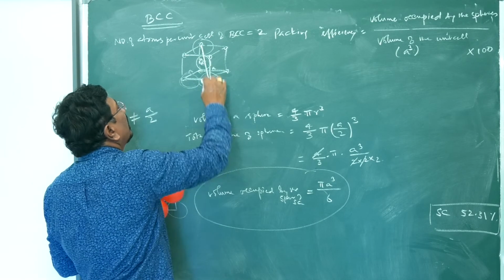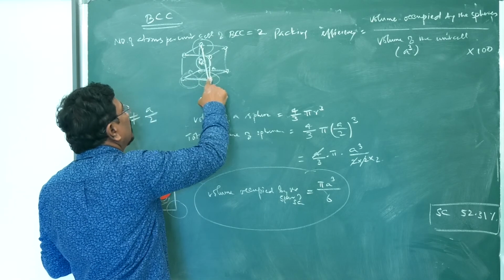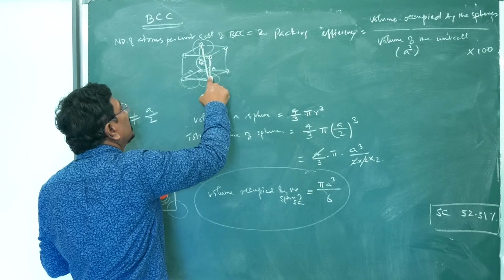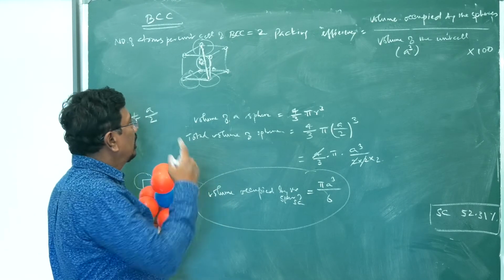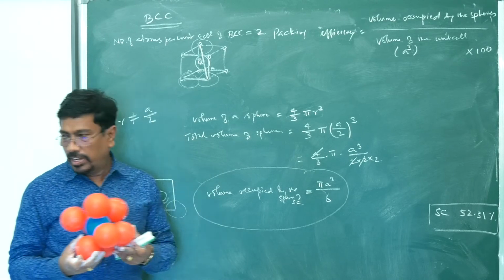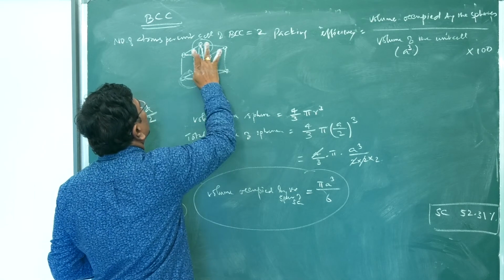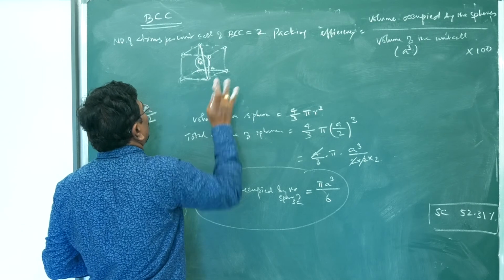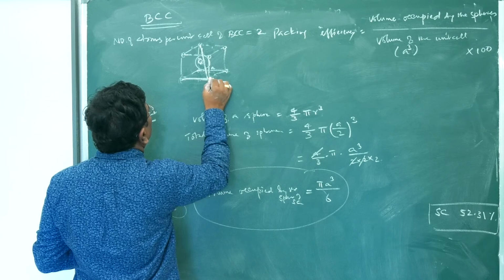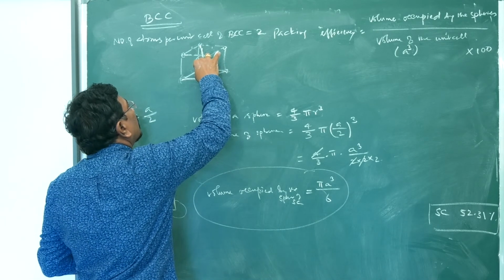So, if I draw a diagonal line here, it will touch three spheres, and this distance is equal to 4r. But how to calculate that distance? It is obtained using the Pythagoras theorem, the very popular theorem that can be used to calculate the diagonal length in the body-centered arrangement. How to calculate? This length and this length, we can calculate this one.